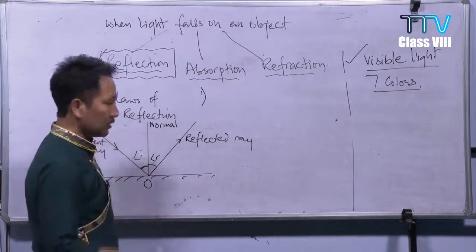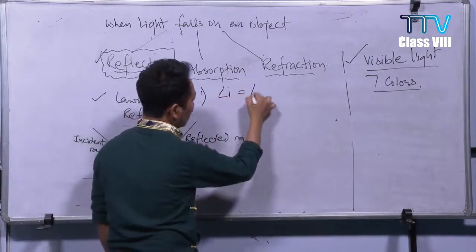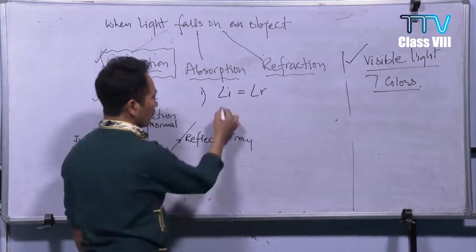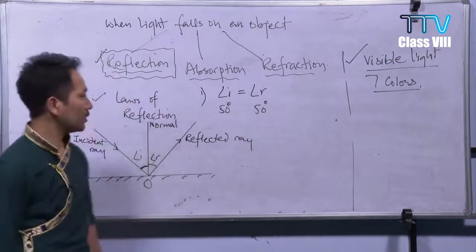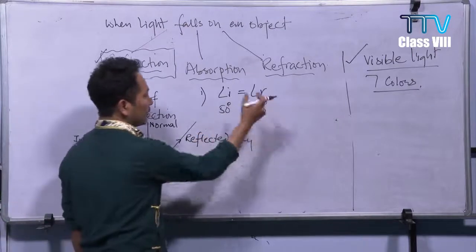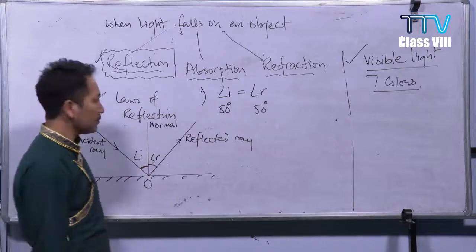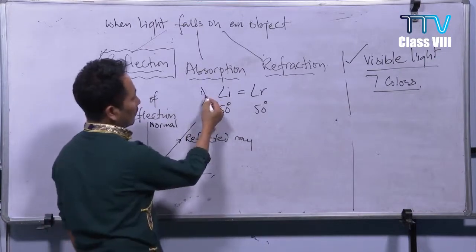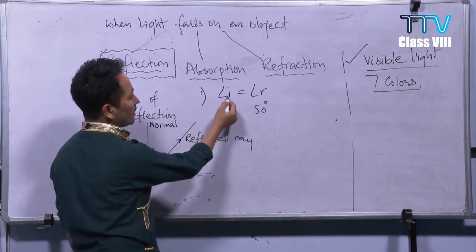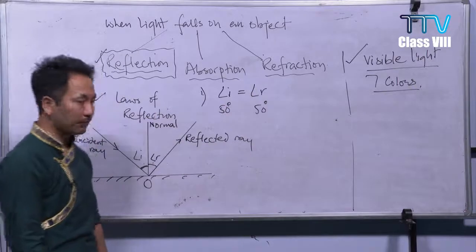In the laser activity, my measurement of angle I and angle R was 50 degrees, and that's coming equal, same. 50 degrees, 50 degrees. You can do the same thing and measure your own angles. This is the first law of reflection, which says the angle of incidence is always equal to the angle of reflection. That's the first law of reflection.